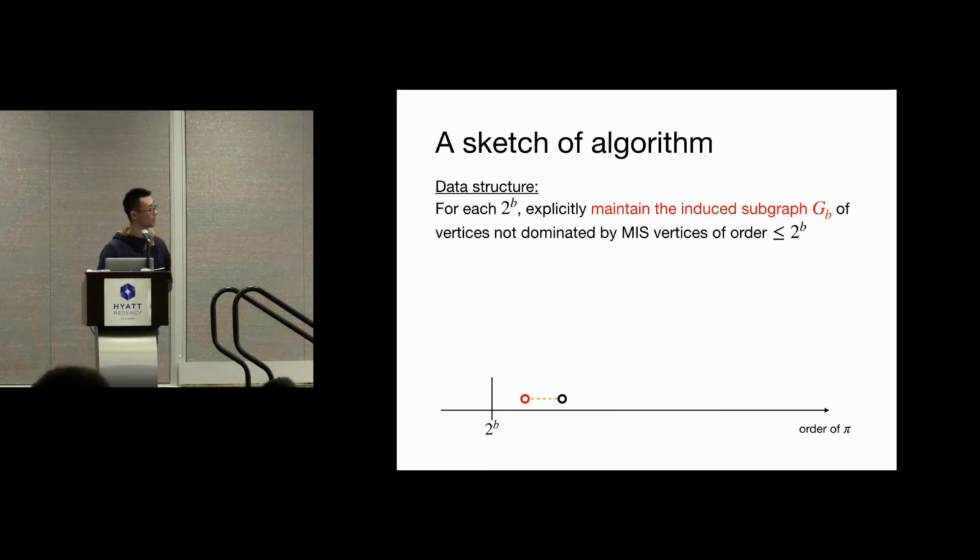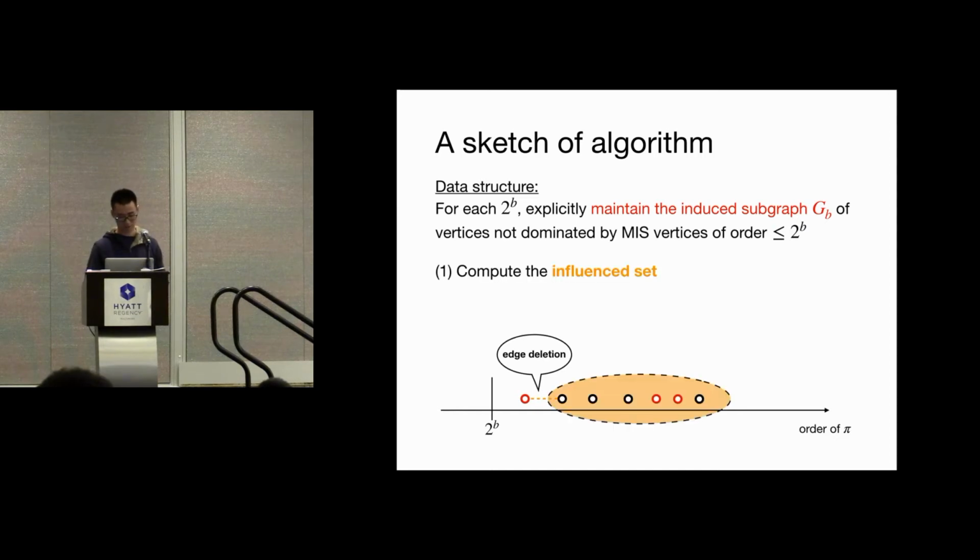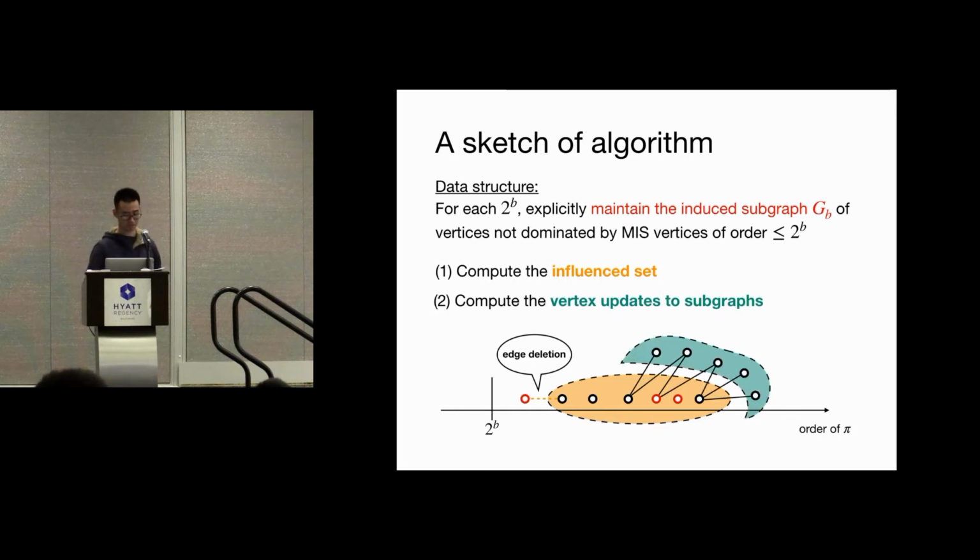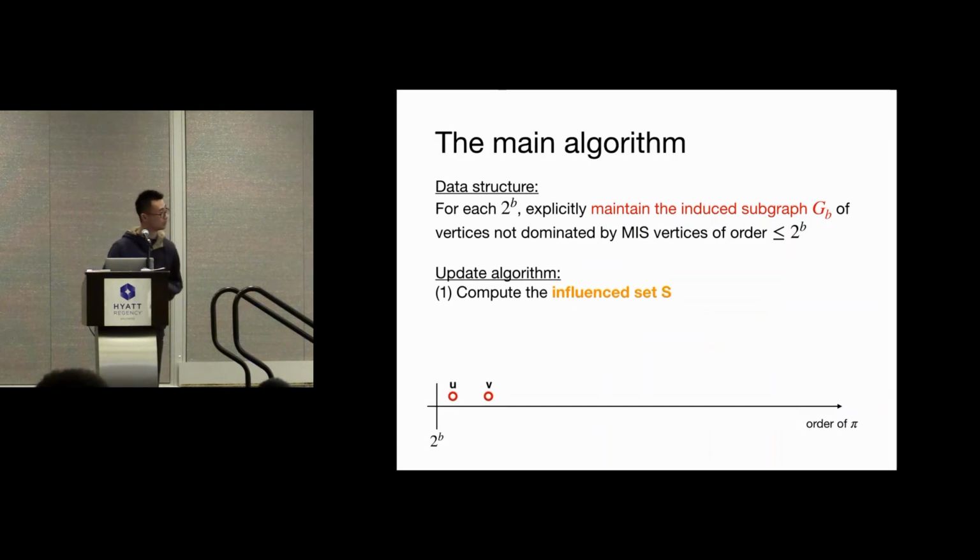Here's a sketch of the main algorithm. For every power of 2, 2 to the b, we explicitly maintain the induced subgraph G_b of all vertices not dominated by MIS nodes of order less than or equal to 2 to the b. Basically our algorithm does two things. Suppose there's an edge update. Then in the first step, we compute the influenced set. And then we compute vertex updates to subgraphs. Now let's discuss more details.